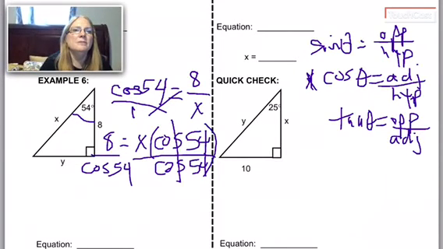Anytime your x, or your variable, is in the denominator, you're going to end up taking whatever is in the numerator and dividing by the trig function. So this is 8 divided by the cosine of 54. If you have a calculator, you can literally just enter that in your calculator. You just say 8 divided by cosine 54, and you get 13.6.